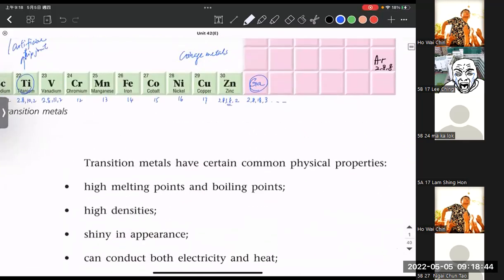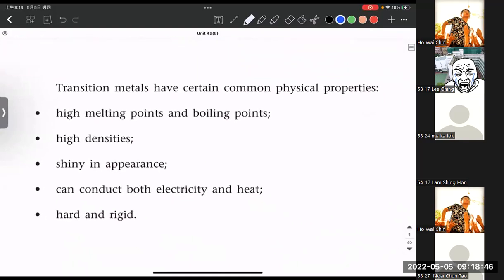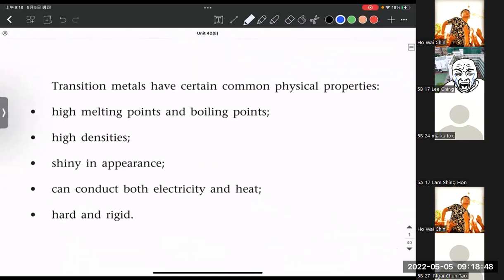So why will you have a wide use of the transition metals? It is because of their unique properties. Now, when you compare with the main group, you may seldom see these terms: high density, high melting point, high boiling point. Shiny is very common amongst all other main group metals, but can conduct both electricity and heat, and hard and rigid. These three terms are rather different from main group elements, especially group 1 and group 2.